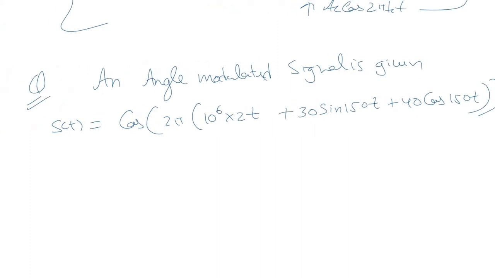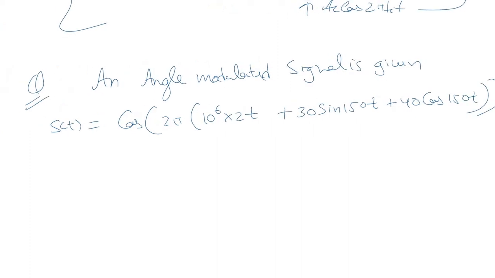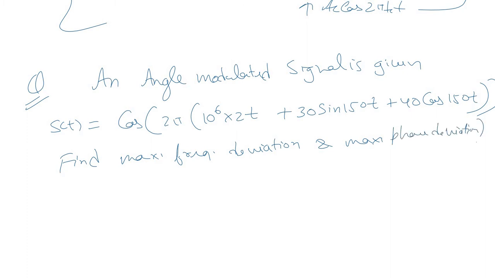Okay, so this is the angle modulated signal given to us. The question is to find the maximum frequency deviation and the maximum phase deviation. In order to find these, we'll have to consider this angle modulated signal once as a frequency modulated signal and once as a phase modulated signal.